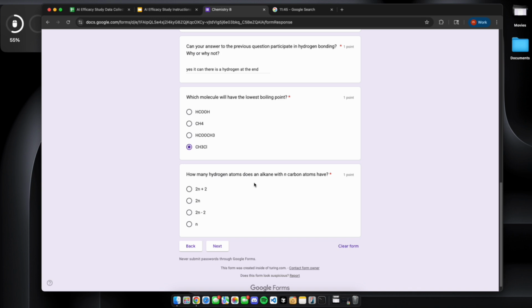How many hydrogen atoms does an alkane with n carbon atoms have? Pretty sure alkane doesn't have the +2, should it? So it should be 2n. Because +2 should be alkene.